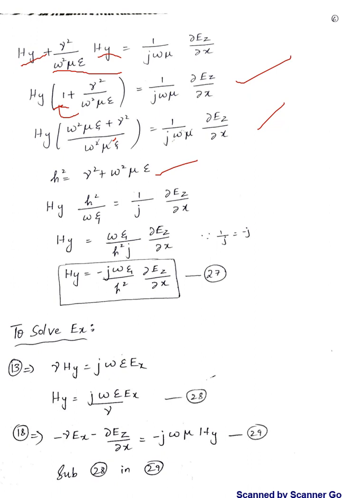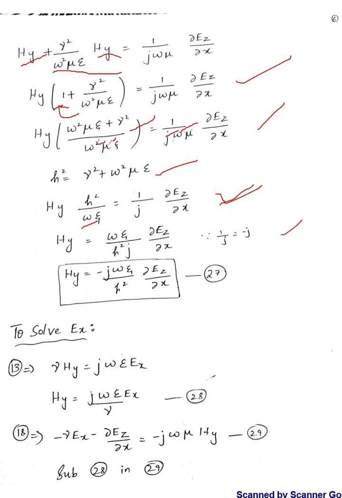So Hy into this is nothing but h square in the numerator part, and in the denominator you cancel one omega with one omega, and mu also gets cancelled, and the remaining is omega into epsilon. On the right hand side, you have 1 by j gamma into dou Ez by dou x. This is just simplification. I hope you understood. After that, instead of 1 by j, I can replace it by minus j.